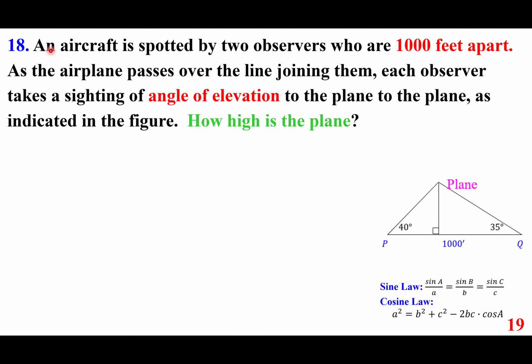An aircraft is spotted by 2 observers who are 1,000 feet apart. As the airplane passes over the line joining them, each observer takes a sighting of angle of elevation to the plane as indicated in the figure. So each one comes up with their own angle. This one is 35 degrees. This is 40 degrees.